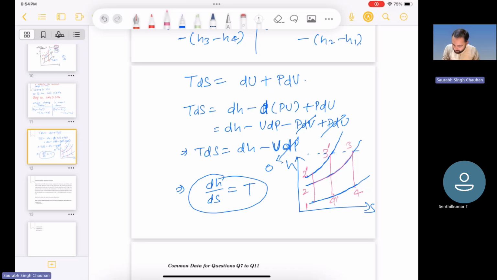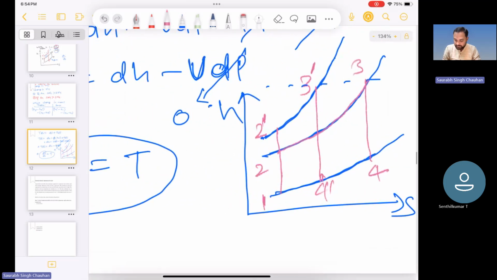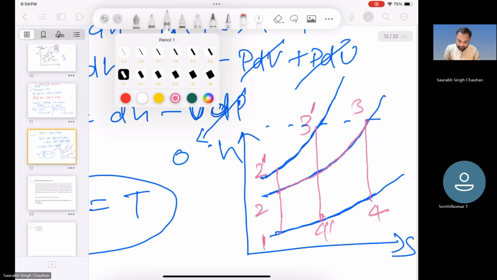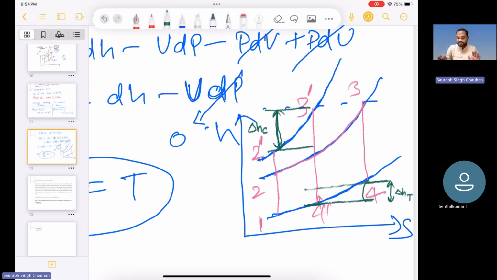So from here now you can check. Now please pay attention. I am just zooming it in. Now check this part. Okay, this part, this change. Can you check this change and this change? This is delta H of compressor and this is delta H of turbine. So which is greater, delta H of turbine or delta H of compressor?